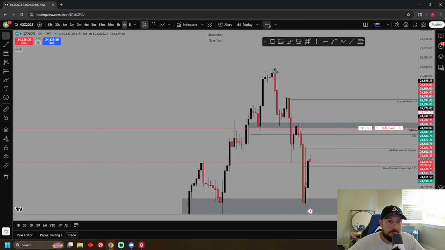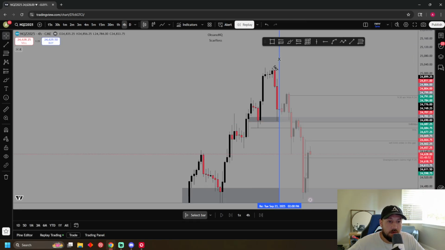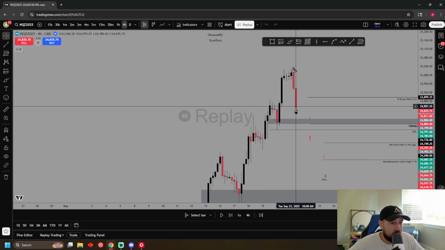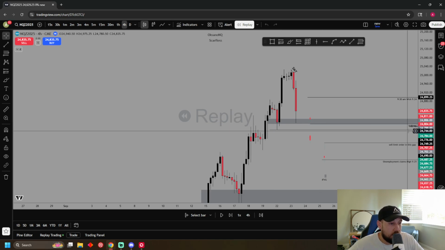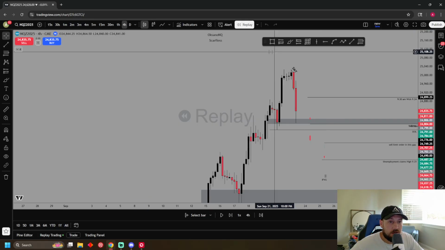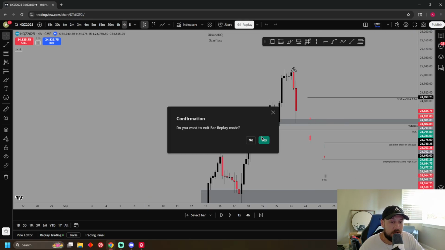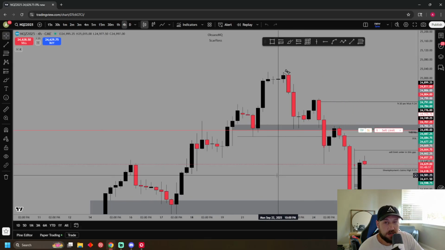Back here, when we got this 4-hour inverse, remember we said that this looked like it was our DOL. So 749. So when I saw that volume imbalance, I thought of that as a potential trade entry.